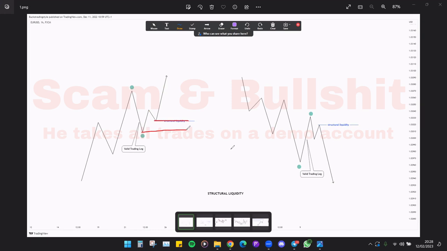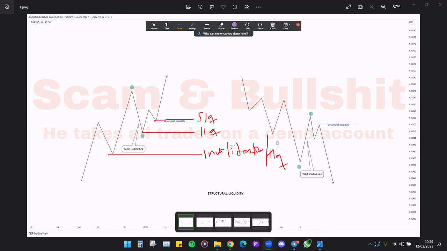Do you understand this now? Yes. After the SLQ right here, we have the ILQ. Then this low becomes the invalidation point. When we look at the next type of liquidity, this invalidation point is going to change to CLQ.